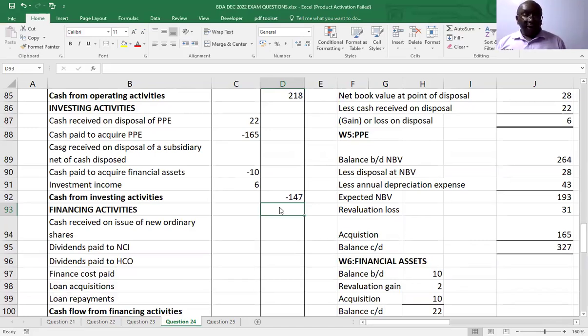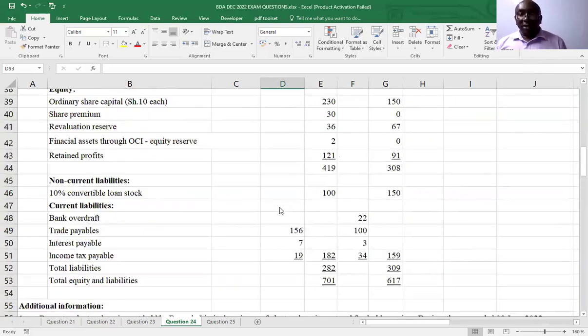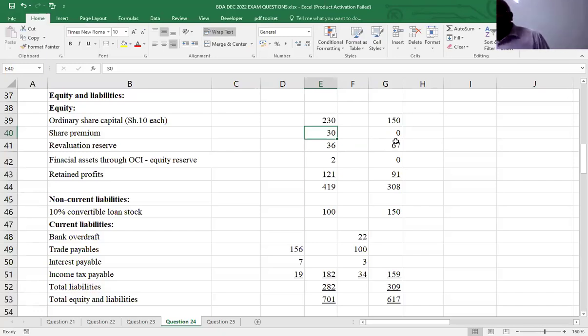So for the ordinary shares, I was saying that when you look at what we had here at the beginning, we had 150 and we are ending with 230. And in most cases, the ordinary shares go hand in hand with the share premium. You can as well see we began with 0, we ended with 30. So the share premium also increased. That means we sold shares at a price higher than the par value.